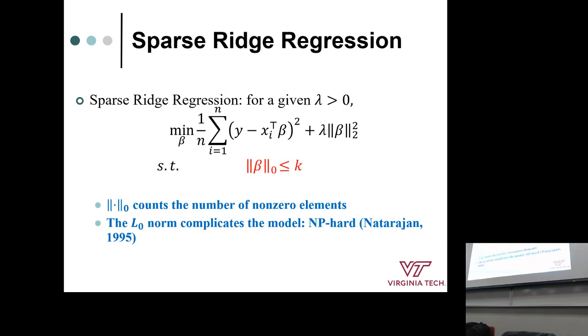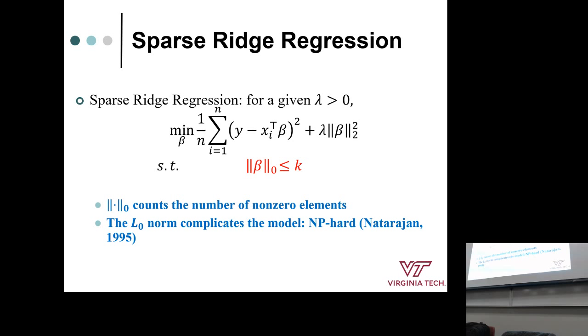Okay, so to formalize this problem in mathematical form, I put this additional constraint here. This L0 norm is not a norm, it's just the concept of a norm. It's a counting argument. We are counting non-zero elements of this vector beta. Make sure that the number of non-zero elements is less than or equal to k. This enforces sparsity, right? So we don't want the number of non-zero elements in this beta to be too large.